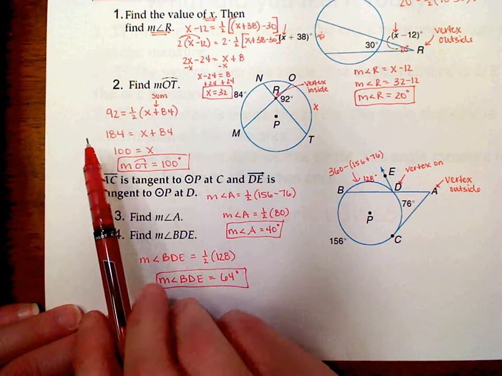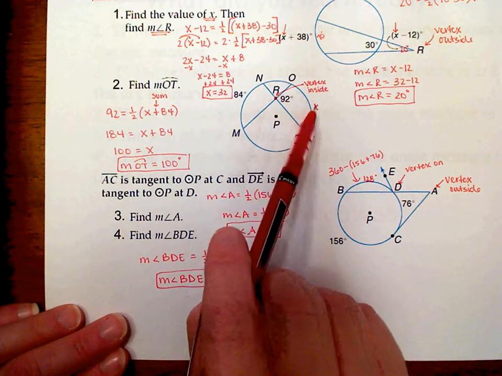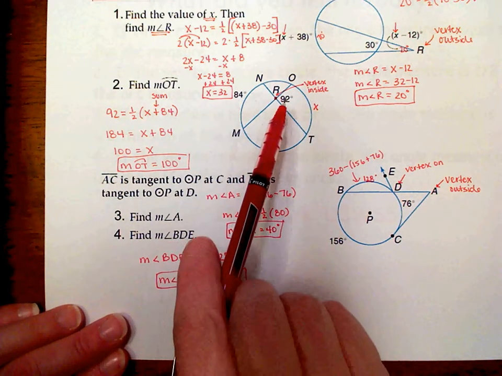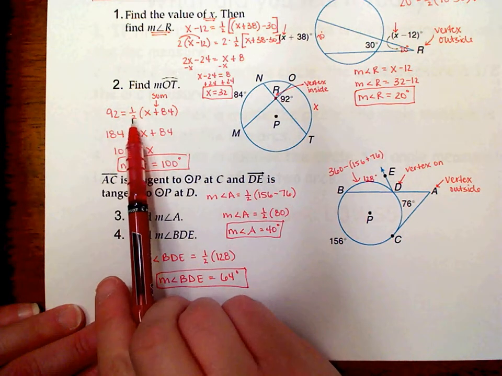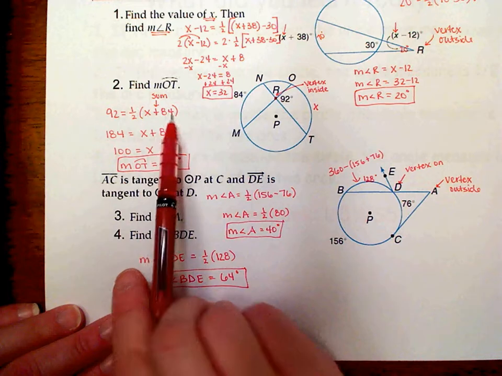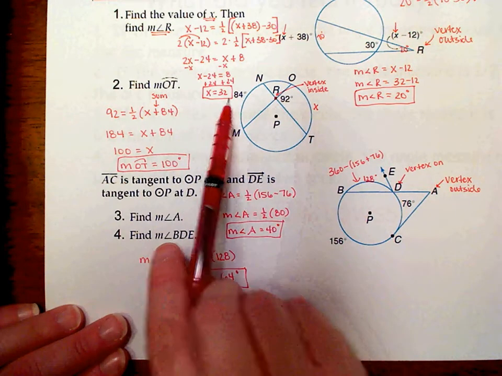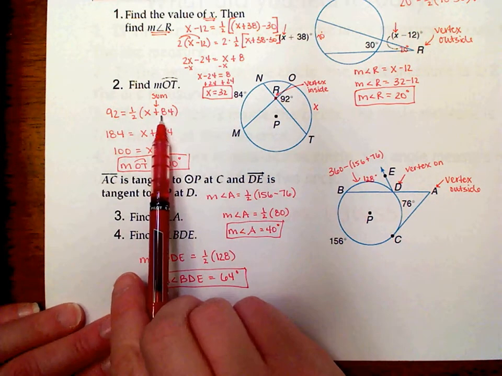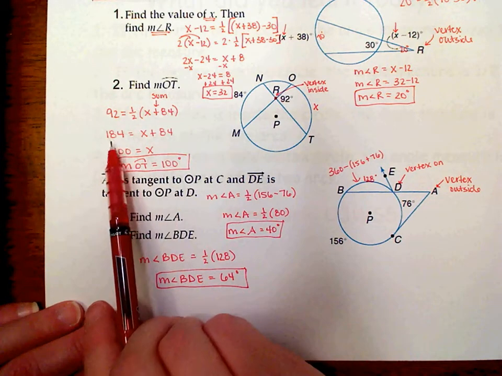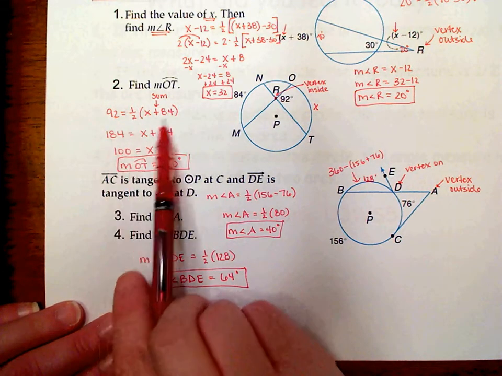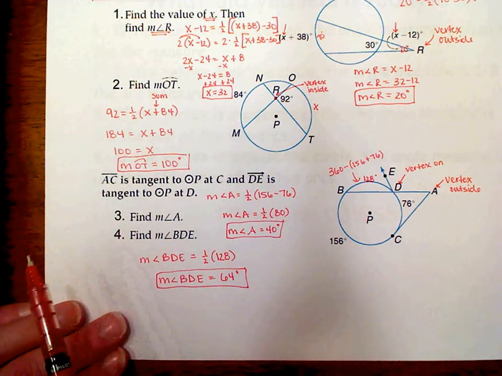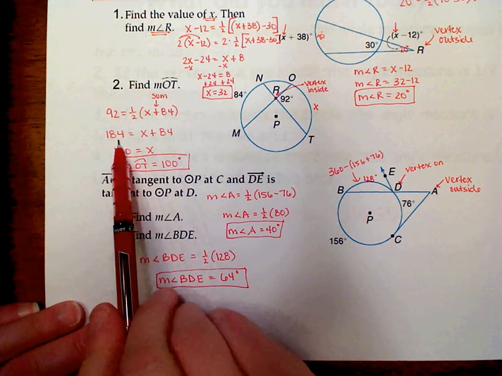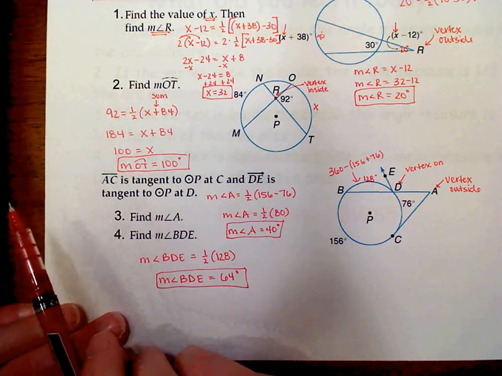Well, we know the measure of the angle. It's 92. And so it is going to equal 1/2 the sum of the two arcs, which are 84 and x. So again, I multiplied both sides by 2. 92 times 2 is 184. When I multiply this side by 2, it just gets rid of the 1/2 and leaves me with x plus 84. So when I subtract 84 from both sides, I got x equals 100, which means the measure of arc OT is 100 degrees.